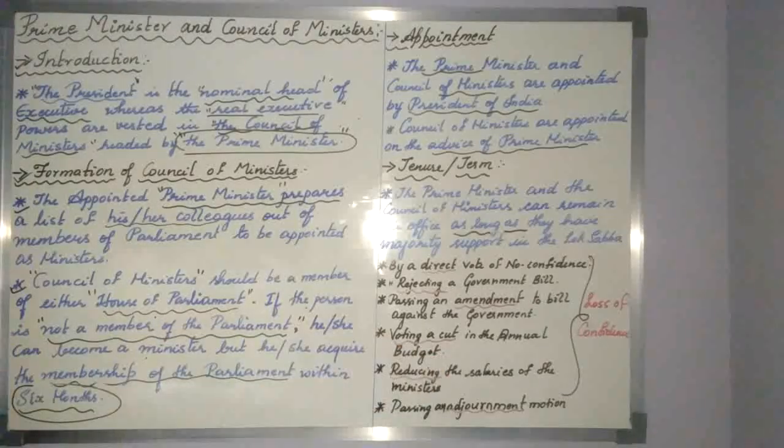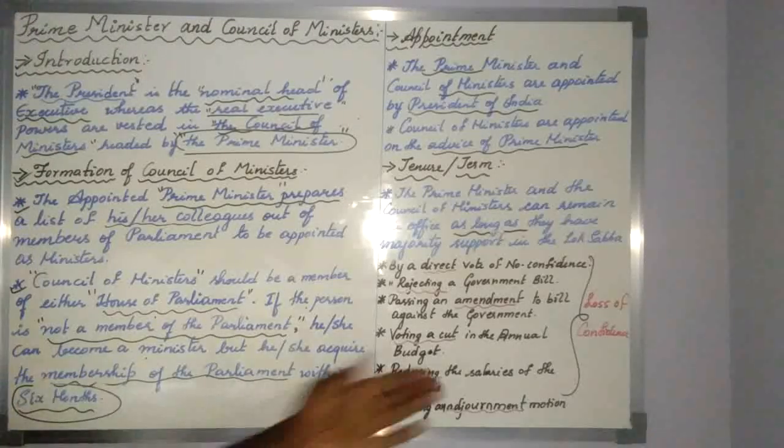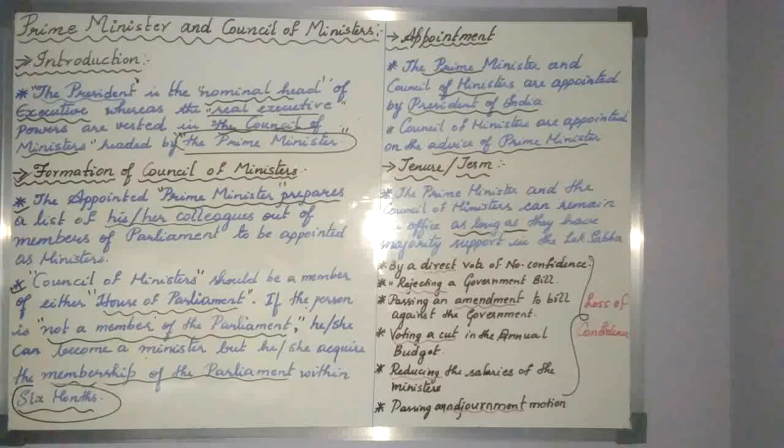And voting a cut in the annual budget. So voting a cut, like reducing the salaries of the ministers, especially by the opposition. If that is done, they completely lose the support. Okay, that also can make it happen.